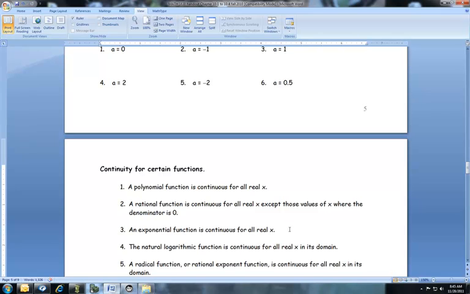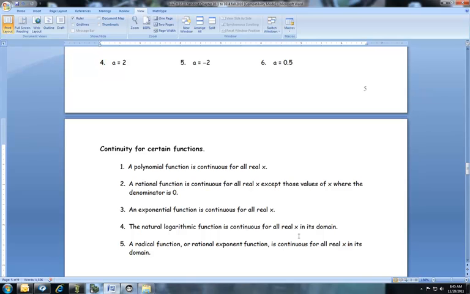Say y equals 2 to the x. If you graph that, you'll see it comes in from the left and goes out on your right. A natural logarithm function is continuous for all real x in its domain. Remember, the domain of a natural log has to be greater than 0. A radical function or rational exponent function is continuous for all real x in its domain.